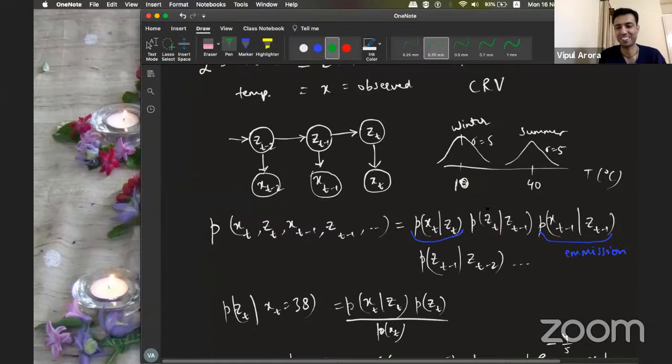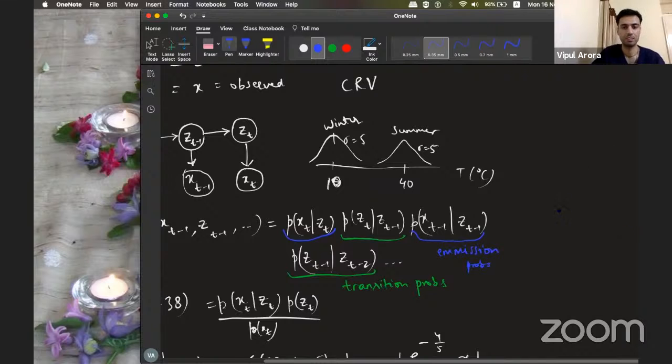Can you tell me what should be the values here? I've already given you a hint. These are my transition probabilities. These are my emission probabilities. Tell me, how will you model this in terms of seasons? What should be my p of zt given zt minus 1?